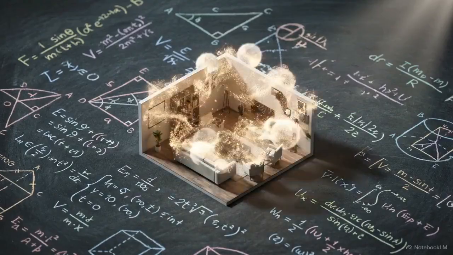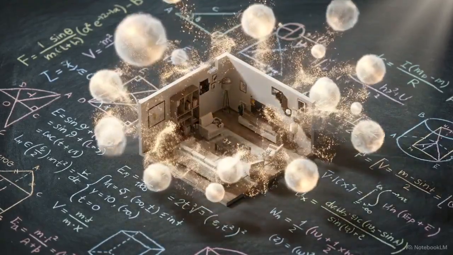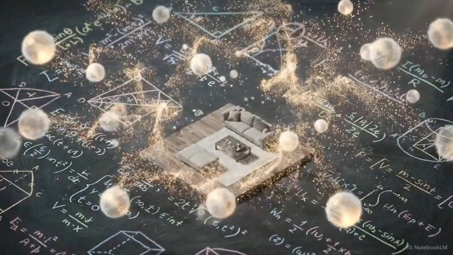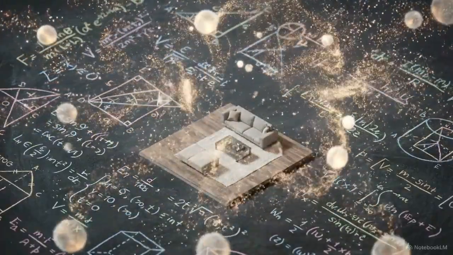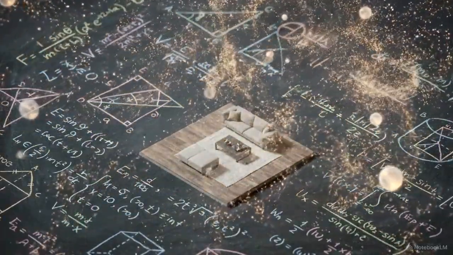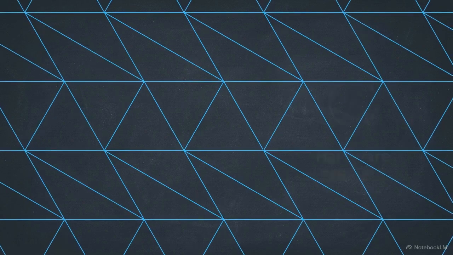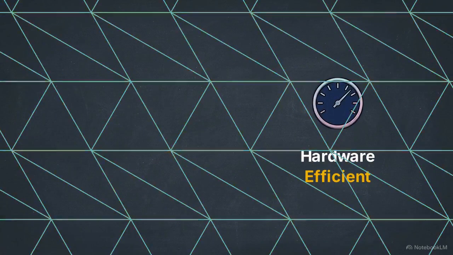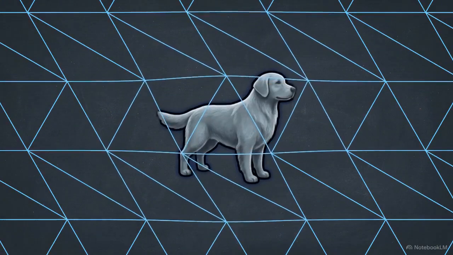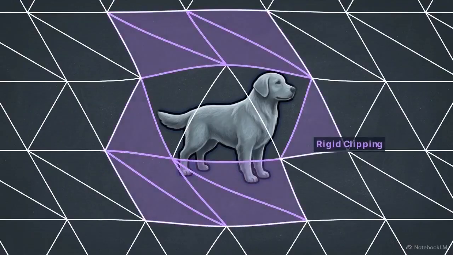Look closely at this digital room. What appears to be a solid, photorealistic space can instantly dissolve into millions of tiny, glowing particles. For decades, computer graphics relied on the polygon. Building worlds out of flat, rigid triangles is hardware efficient, but the illusion breaks on soft, organic shapes.